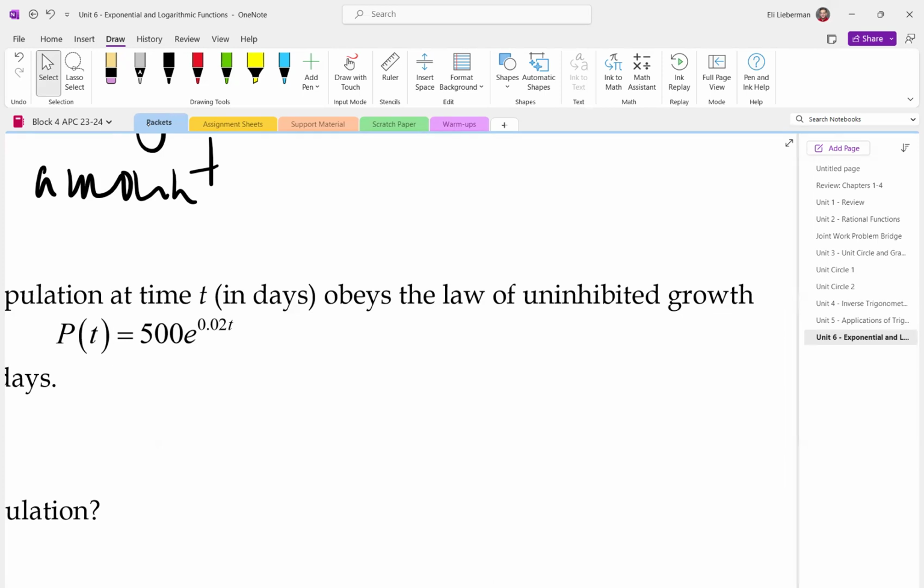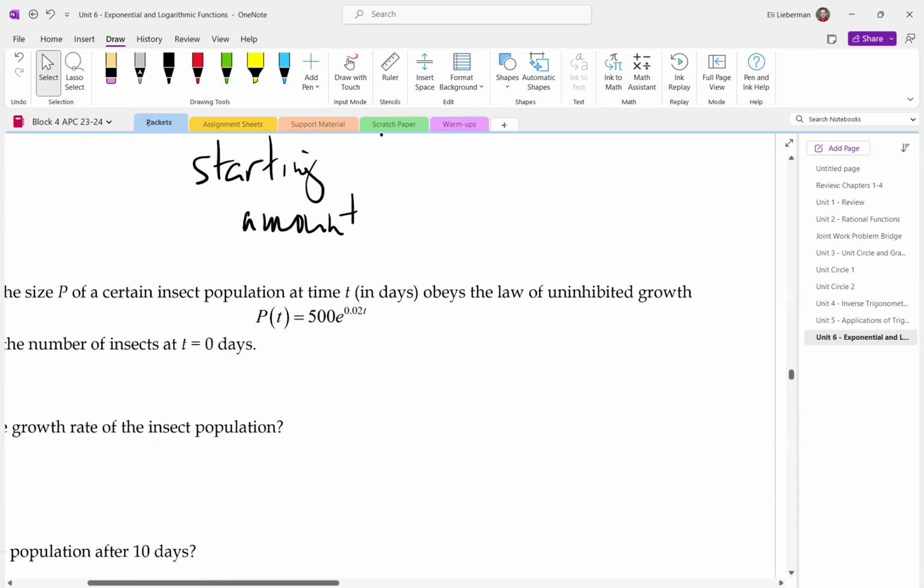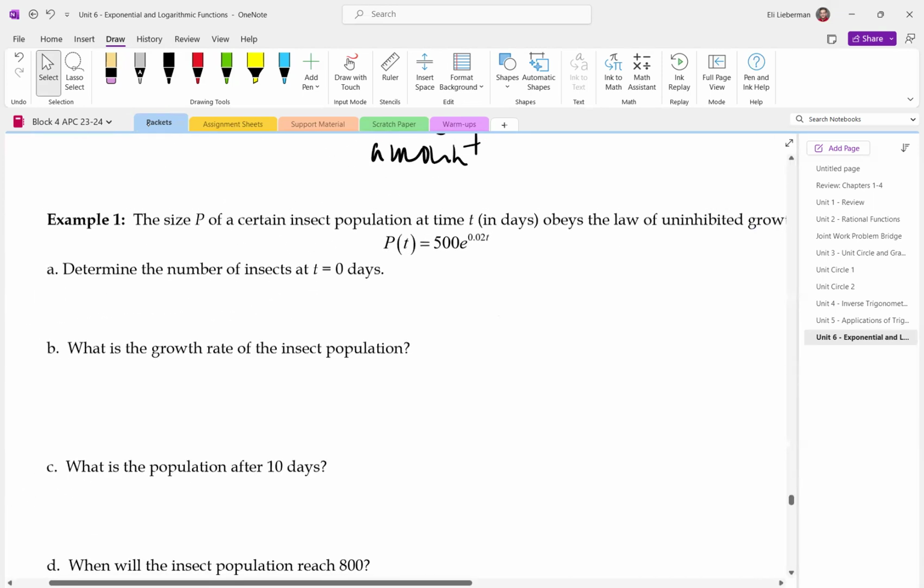Okay, so we know that the y-intercept is (0, 500), and that 0.02 does what? Yeah, it's a horizontal stretch by a factor of 50, but it is still growing, isn't it? Still growing. So let's keep this in mind.